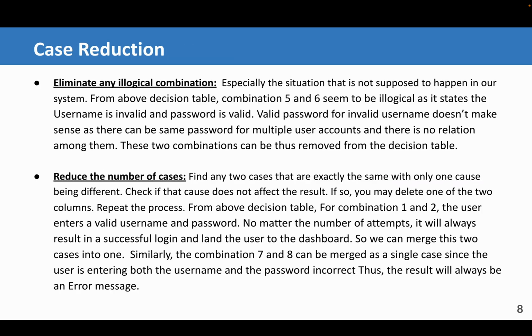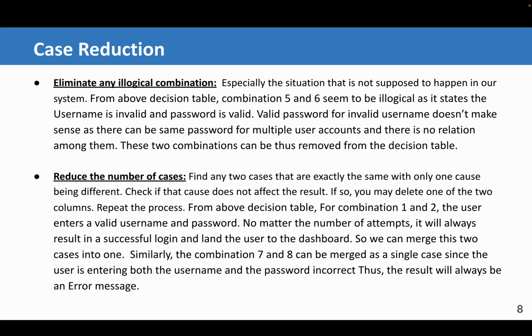It's a bit lengthy, but if we go through it line by line, then it will be clear. In case reduction, first we are going to eliminate any illogical combination. An illogical combination is especially a situation that is not supposed to happen in our system. So from the above decision table, combinations 5 and 6 seem to be illogical, as they state that the username is invalid and the password is valid.